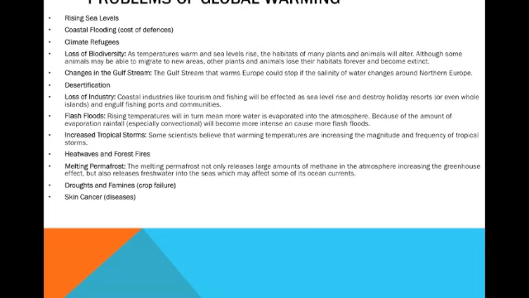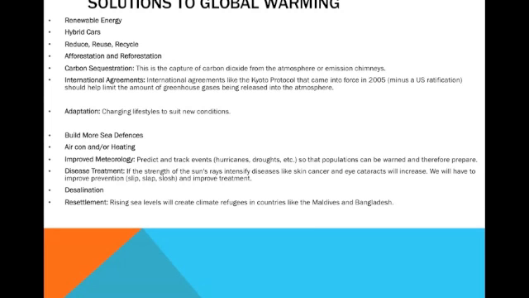Also, droughts and famines, which can result in crop failure. And skin cancer, the disease. Because of too much sun, white people like me get skin cancer. Okay, solutions to global warming.